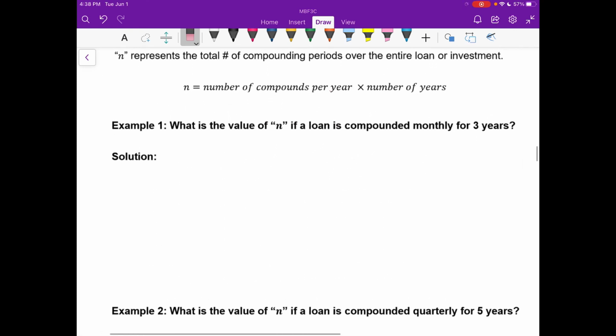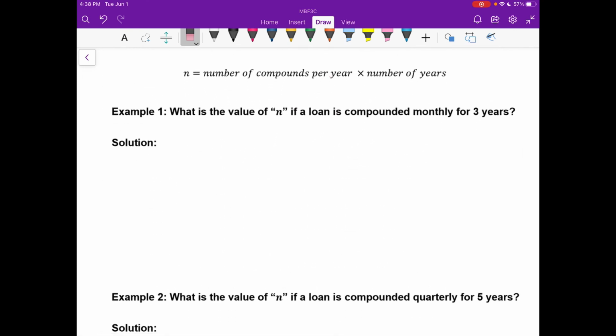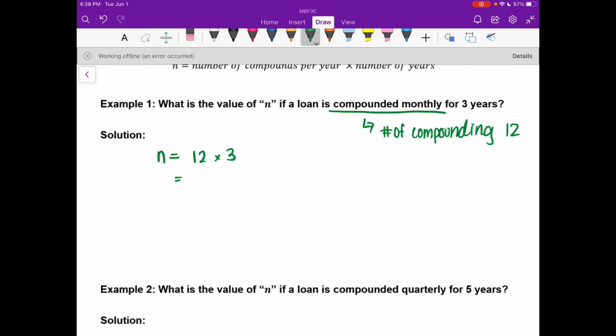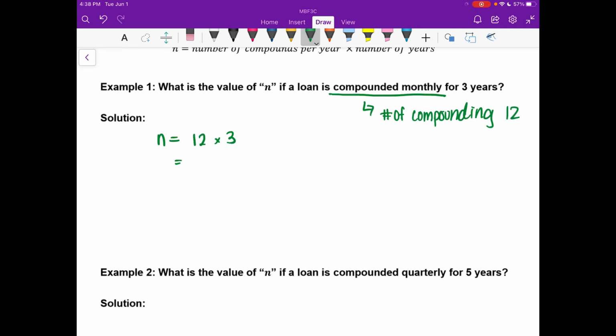So let's find this. It says, what's the value of N if the loan is compounded monthly for 3 years? If I know something is being compounded monthly, I know the number of compounding periods per year is going to be 12 because there are 12 months in the year, and the number of years is just 3. So I'm going to write N is equal to 12 times 3. In this situation, my N value is 36.